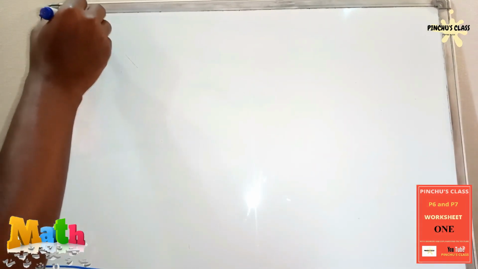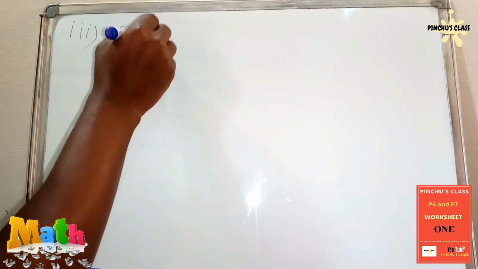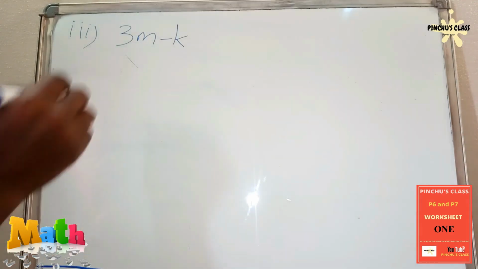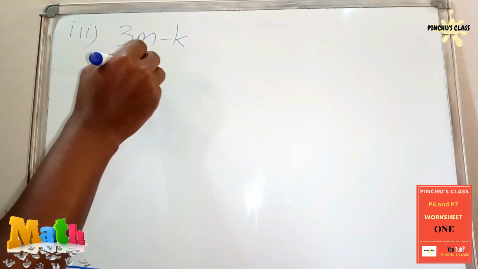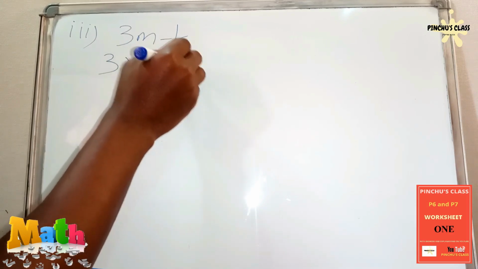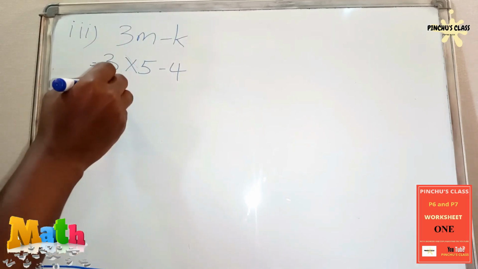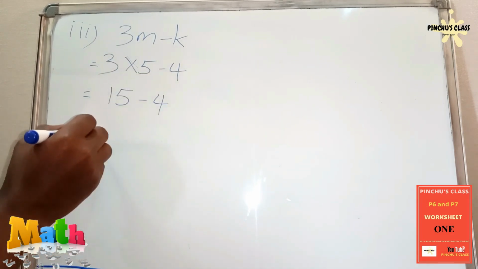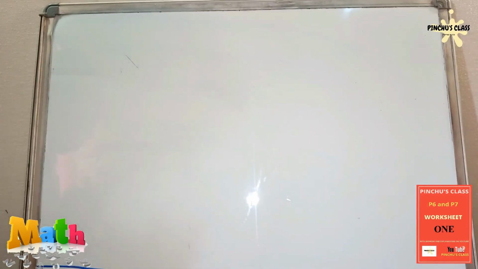Roman numeral 3. So we have 3m minus k. Remember, our m is 5, so 3 times 5, and our k is 4. So this is going to give us 15 minus 4. And the answer here is going to be 11. Let's go to number 2.